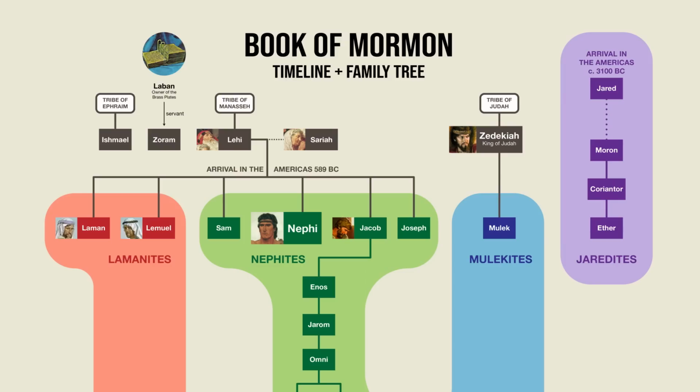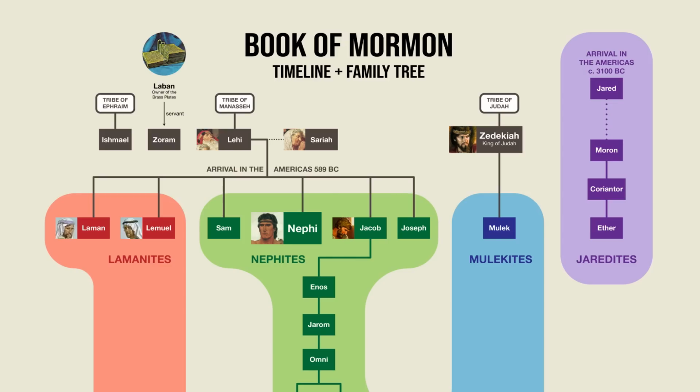The sons of Lehi marry the daughters of Ishmael, and the sons of Ishmael marry the daughters of Lehi. After Lehi dies, Nephi becomes the leader, but this causes conflict with his 2 older brothers. So eventually the settlers split into 2 groups. The descendants of Laman and Lemuel, as well as the descendants of the sons of Ishmael, become known as the Lamanites, whereas the descendants of Sam, Nephi, Jacob, and Joseph become known as the Nephites.